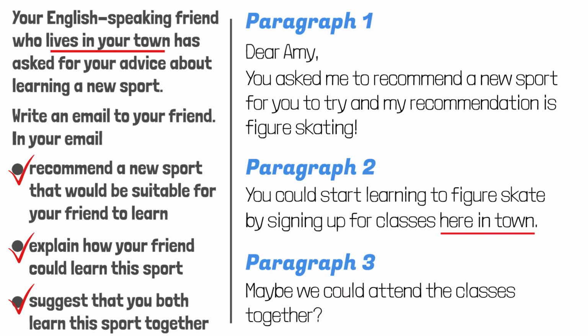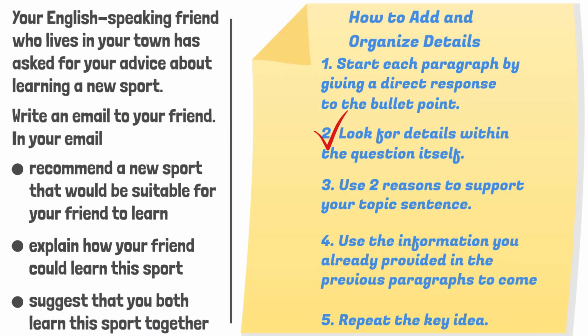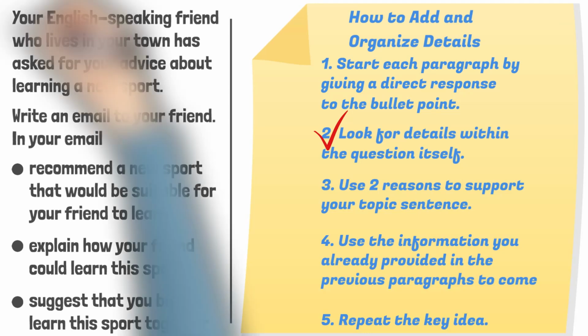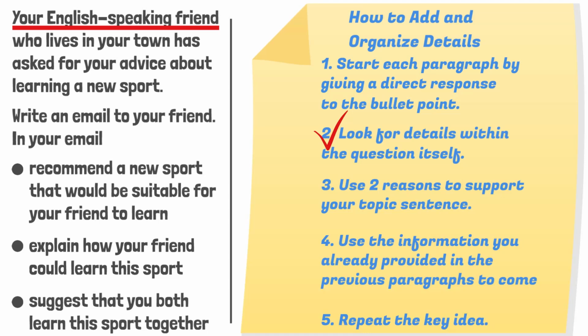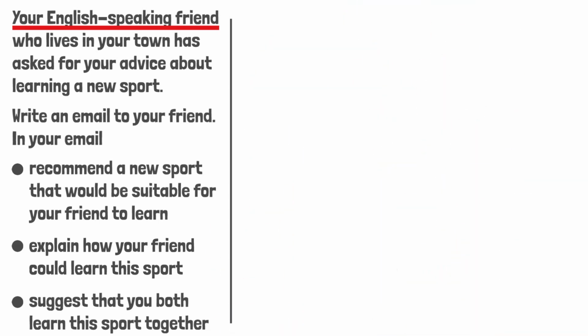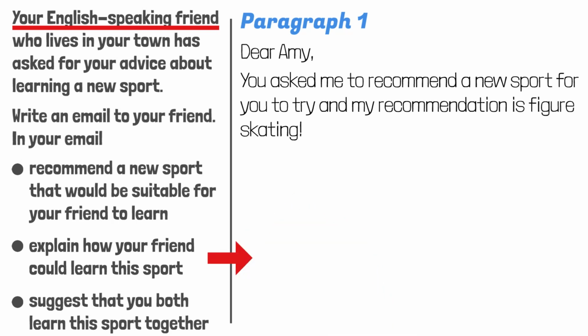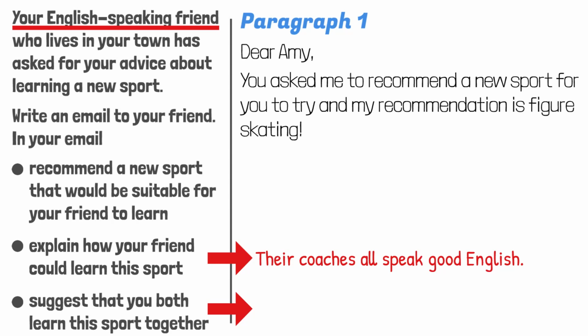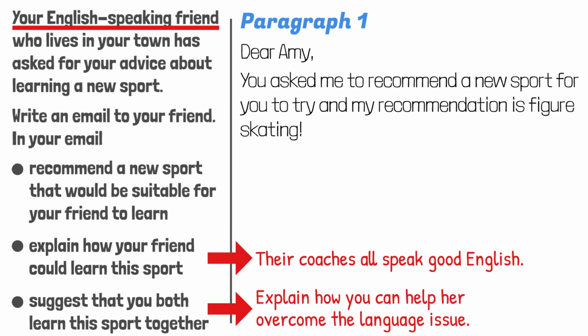Next, we need to expand the 3 topic sentences. This won't be very hard if we use the information already provided in the question to help us generate ideas. The question says, your English-speaking friend. This means your friend probably doesn't speak your local language very well. Perhaps in paragraph 2, you could say something like, the coaches all speak good English, so you don't need to worry about the language issue. Or perhaps in paragraph 3, you could say how you can help your friend overcome the language issue if you guys learn it together. But let's start with the first paragraph.